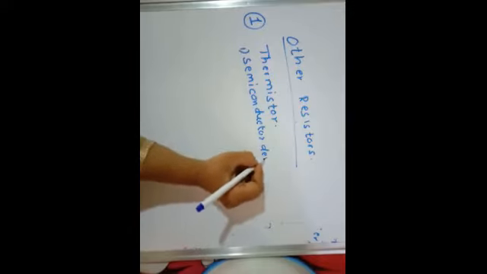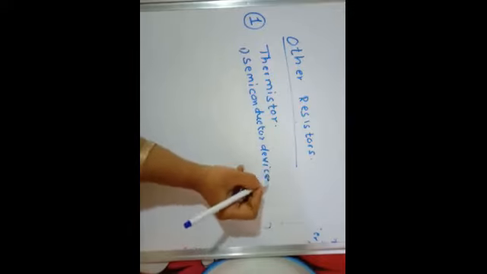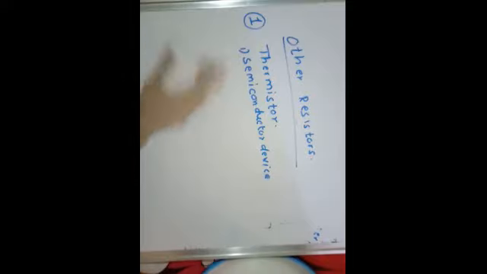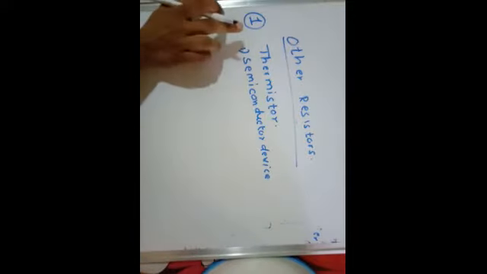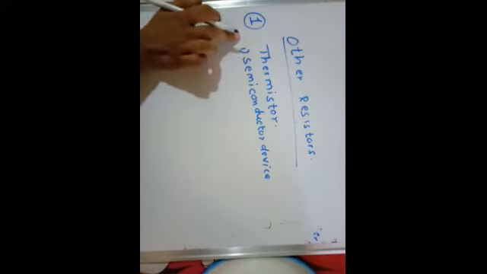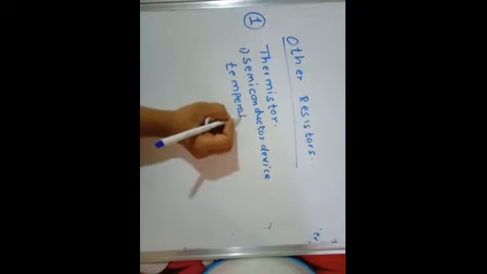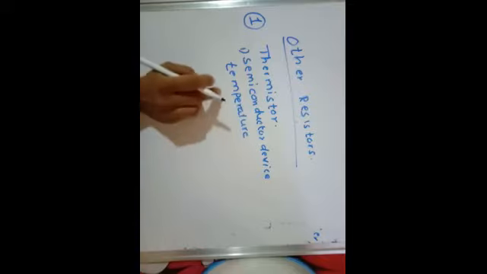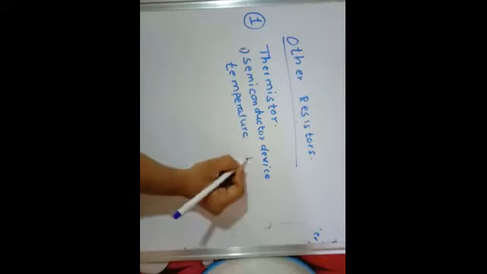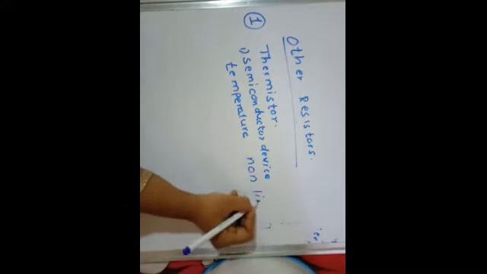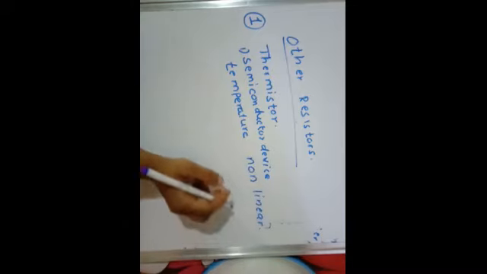So a thermistor is a resistor whose resistance value varies with temperature changes. Means the value of this thermistor device depends on the temperature. As there is an increase in temperature, there is a change in resistance, and it is a non-linear change.